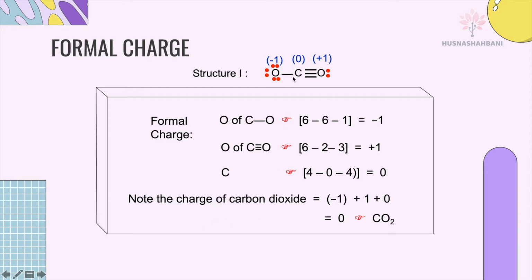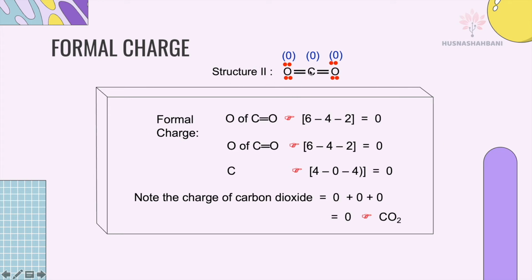Note the charge of carbon dioxide overall must be 0 because carbon dioxide is a neutral compound. So if you want to check, -1, +1, 0, so it's 0 for carbon dioxide. So this is the formal charge for carbon dioxide with one single bond at one oxygen atom and a triple bond at another oxygen atom. For structure 2, carbon dioxide with double bonds at both sides.